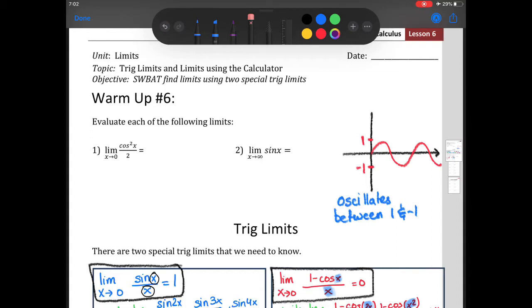So let's get started with the warm-up. It says evaluate each of the following limits. So the first method is always to use direct substitution. If that doesn't work, then you use the other methods.